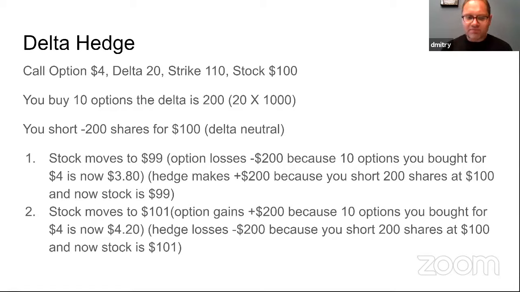Let's go the other way around. Let's say the stock moves up to 101. We started at 100.